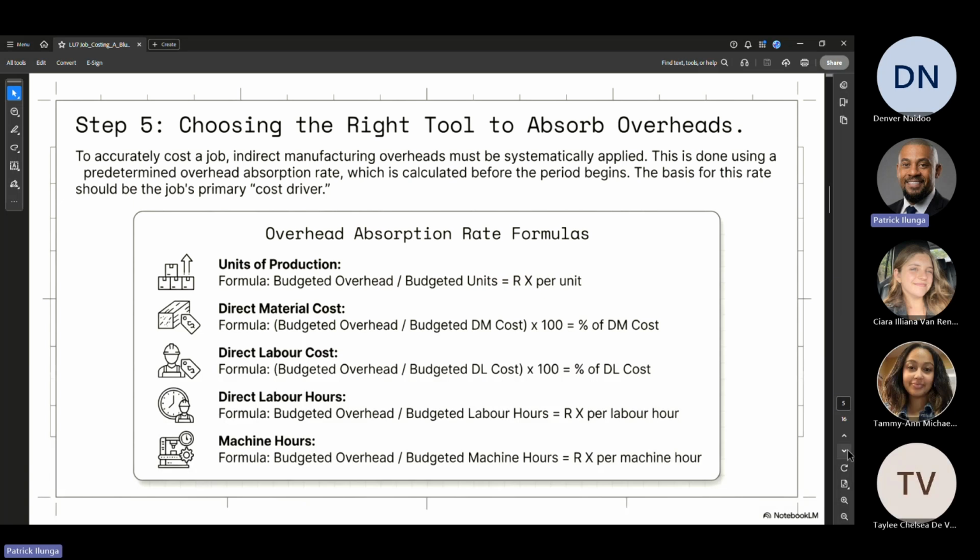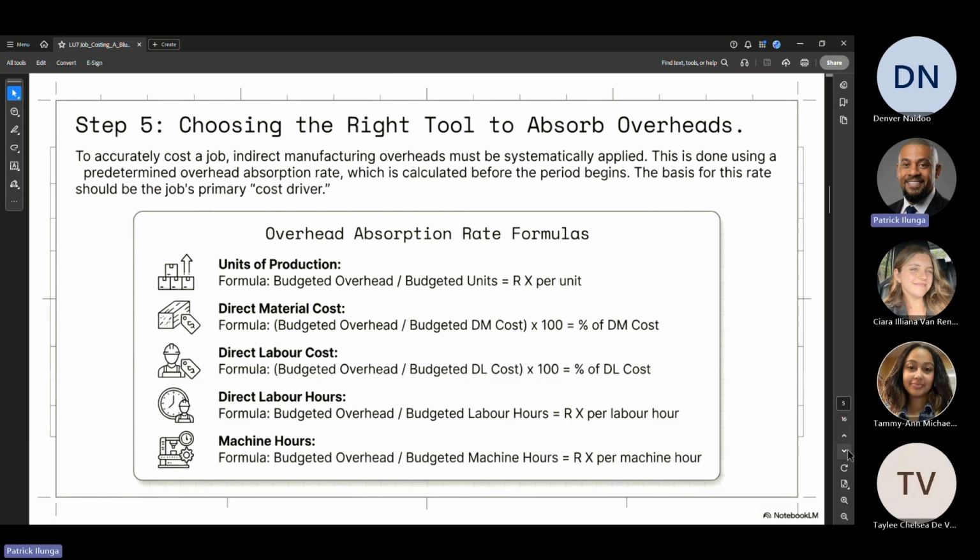So the basis for this rate should be the job's primary cost driver. So then you would hear something like the cost driver is actually the unit of production. What they mean by that is that we're going to look at the budget. Remember, we came from last year, we are coming into this year. Picture yourself. Or can I maybe give an easier example? So we came from last month into this month. So what we would do is we would already budget ahead of us. We budget. We say, okay, the total budget for the overhead is going to be this amount.